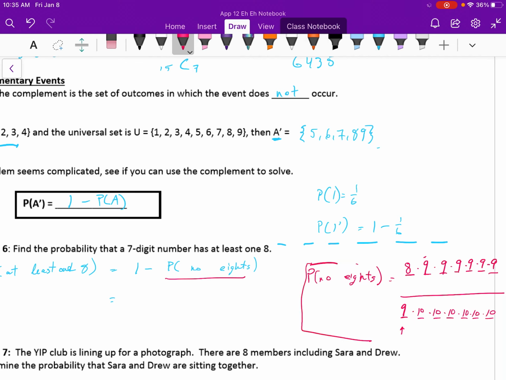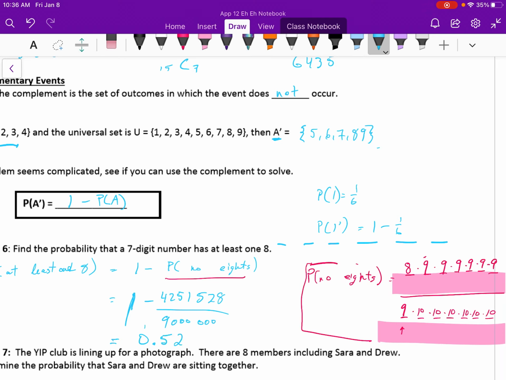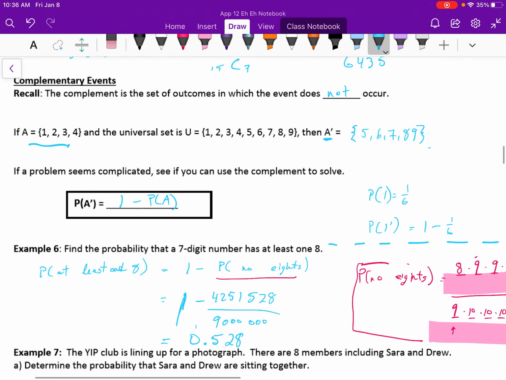All right, so I'm going to take this, and I'm going to use my calculator. Here's the numerator. That's the number of ways I can make a number with no 8s, divided by the total number of 7-digit numbers. So I'm going to take that in my calculator, punch a whole bunch of buttons, and what I get is 1 minus the value of the numerator, which is 4,251,528, divided by 9 million. And if you want, in decimal form, take out your calculator, this will be equal to 0.528. Whew, that was tough.